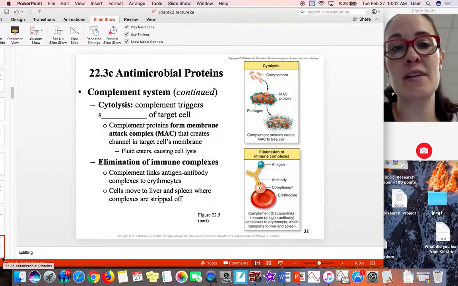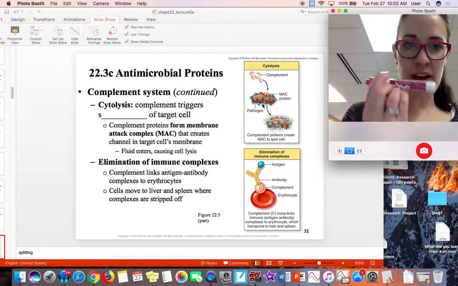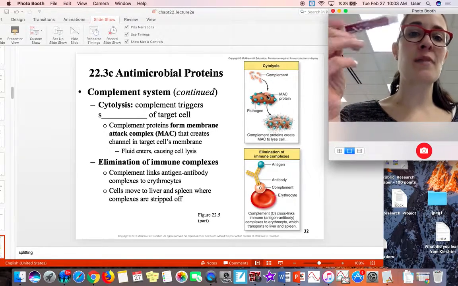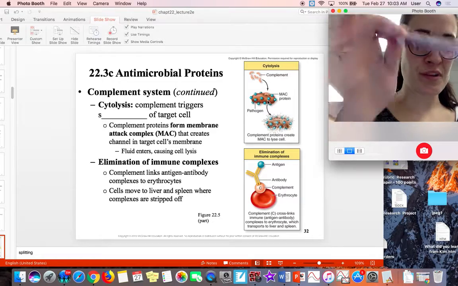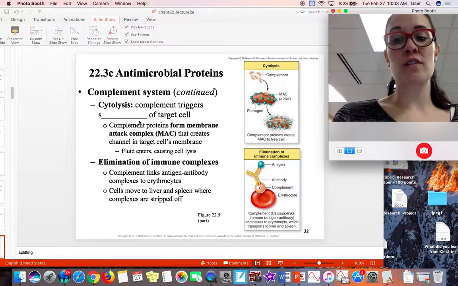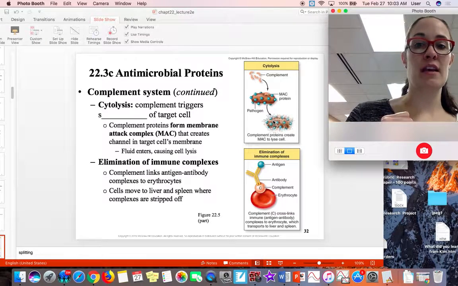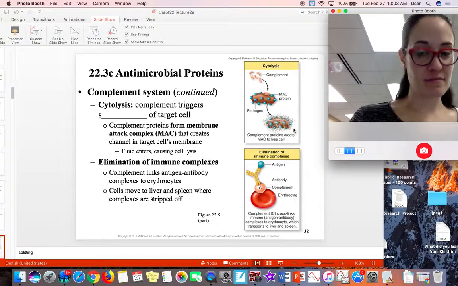Another thing that complement does, here again is our pathogen, our evil expo pen, and we have the antigens in green there. What complement can do is attach what's called a MAC protein to it, which will split that target cell. So here's our target cell, essentially causing the cell to burst or split apart. That's destroying it.